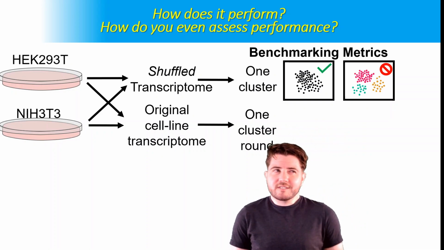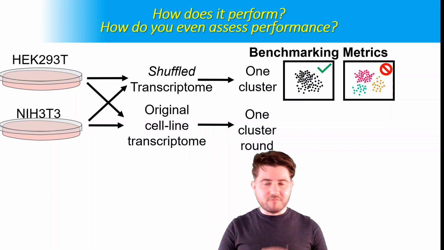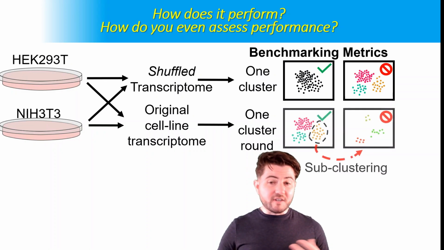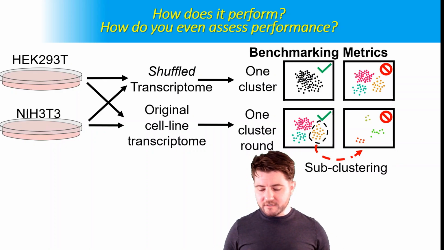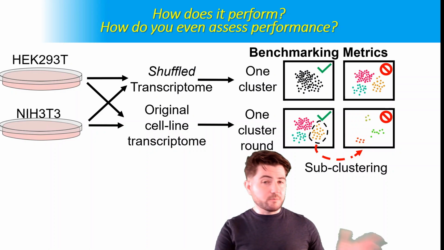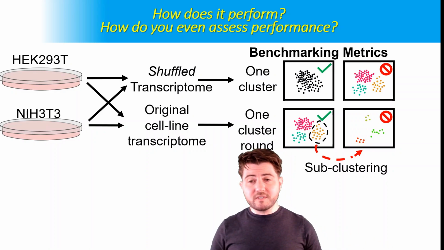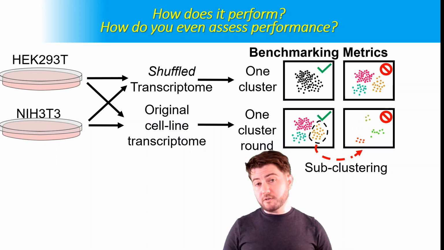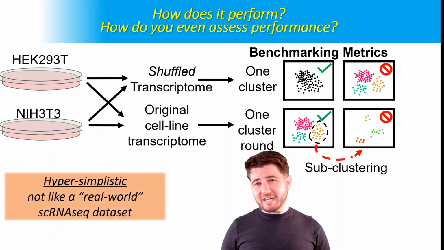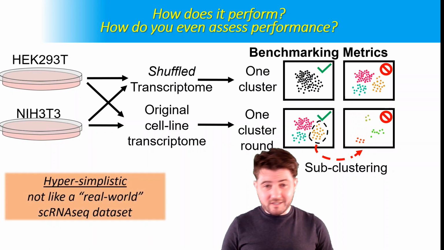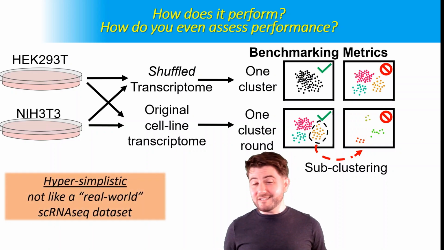So we know in a cell line system that's homogeneous, not treated with anything, that there should be basically 1 level of variation. Now, there's going to be variation, as we've seen before, but there probably shouldn't be subclusters. So that's another heuristic that we can use for benchmarking. But again, I don't really even like this solution because it's hyper simplistic and it really looks nothing like a real-world single-cell RNA-seq dataset.